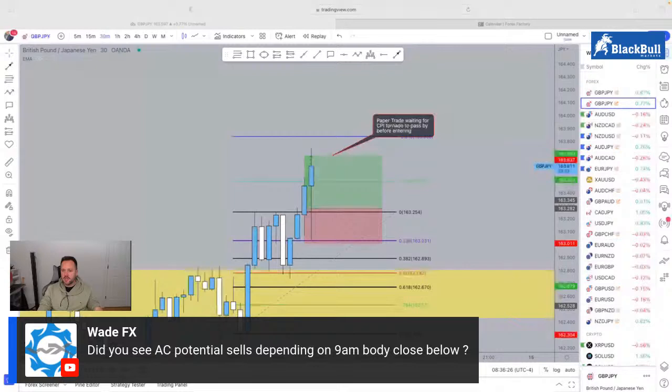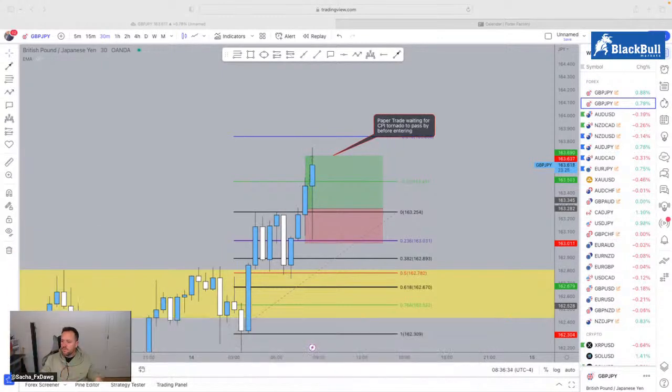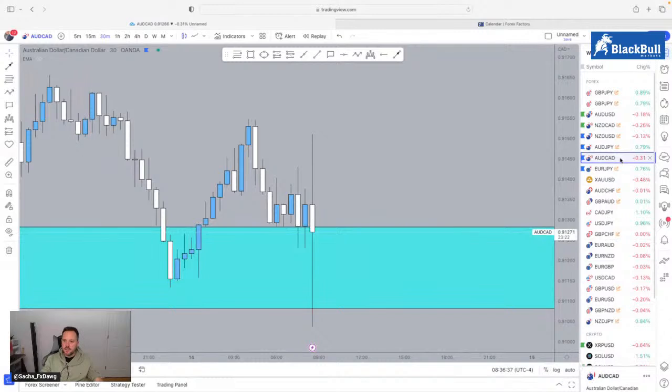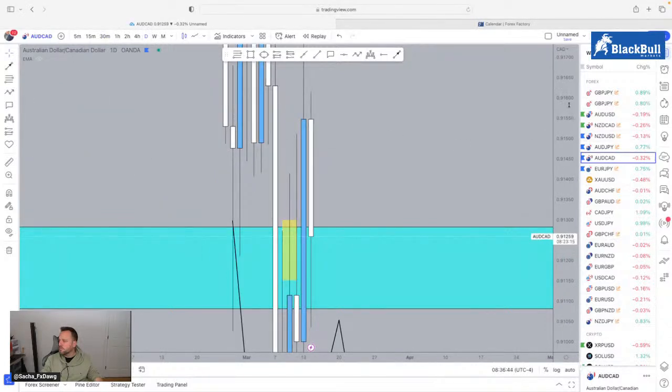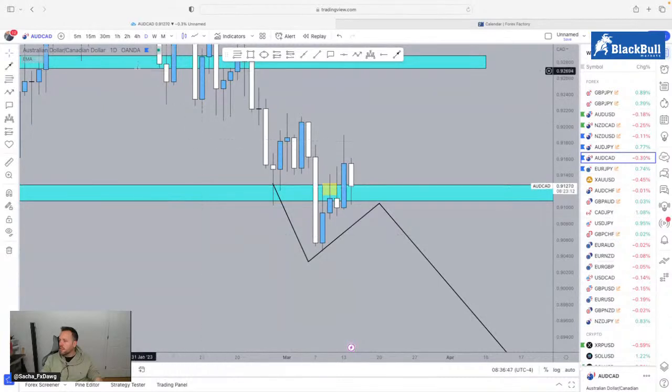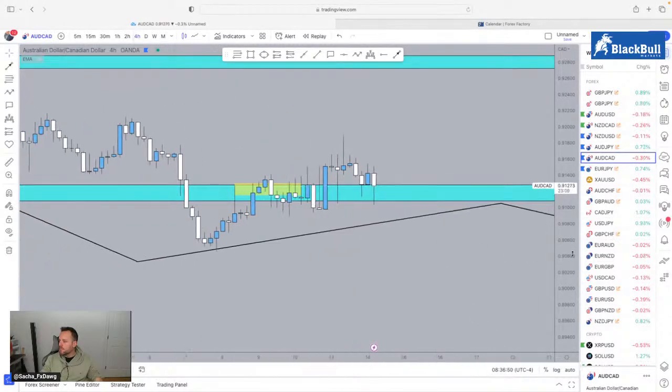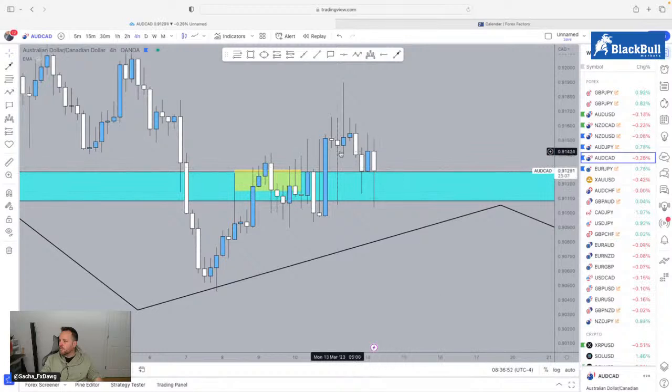Did you see AUD CAD potential sales depending on the 9 a.m. body close below? AUD CAD? Okay, let's go take a look at it. Oh yeah, AUD CAD is in my pair I'm looking for. Let's see. Yeah, it all depends where we close here. Technically, we're bearish, but like I said earlier, I don't like this area. I would like for the candle to close under this area. It would be pretty nice.